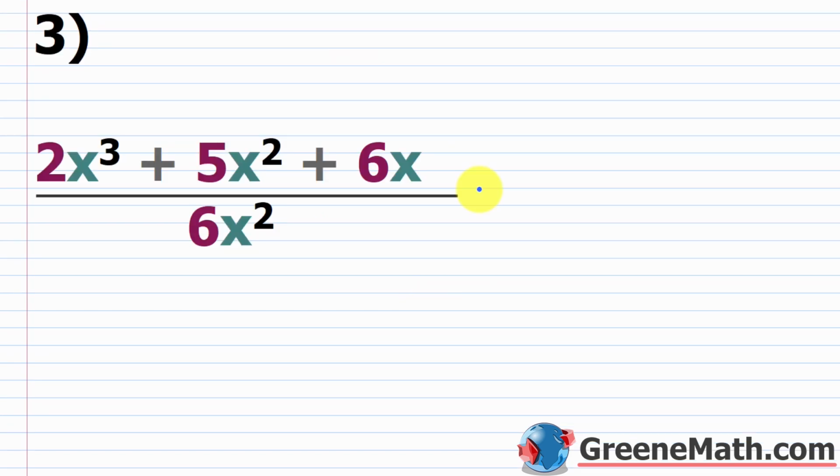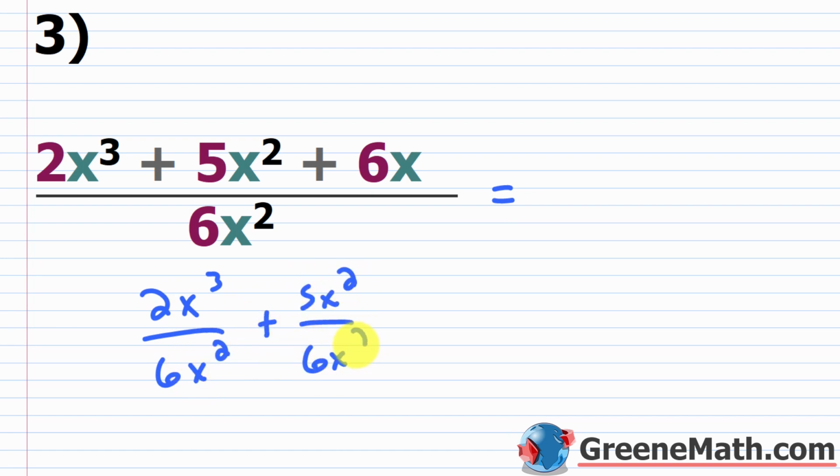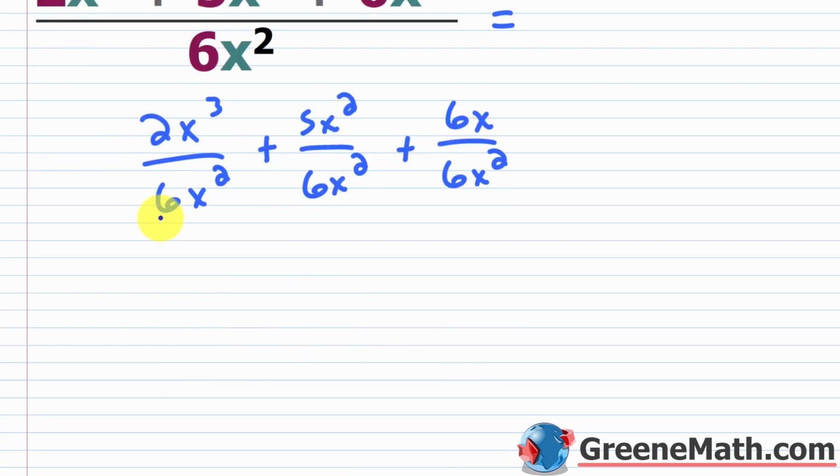All right, let's look at problem number 3. So we have 2x cubed plus 5x squared plus 6x. This is over 6x squared. Okay, so again, I'm just going to do my 2x cubed over 6x squared, then plus 5x squared over 6x squared, and then plus 6x over 6x squared. So 6 divided by 2 is 3. So I can write this as 3. You can write this as a 1.